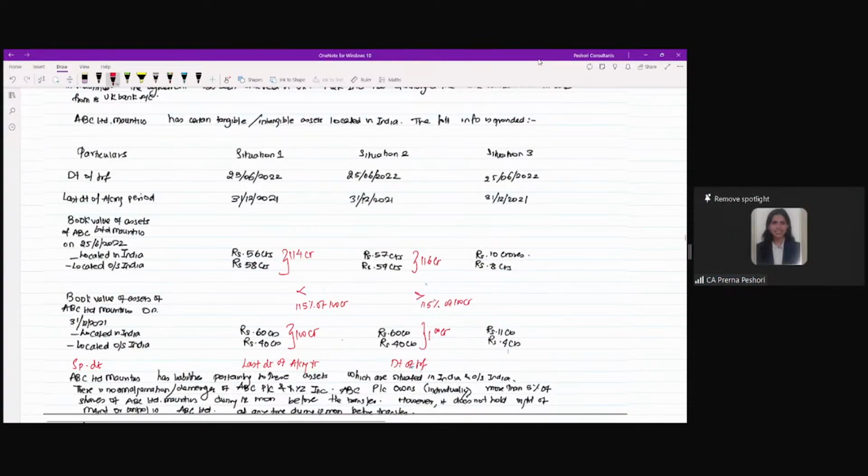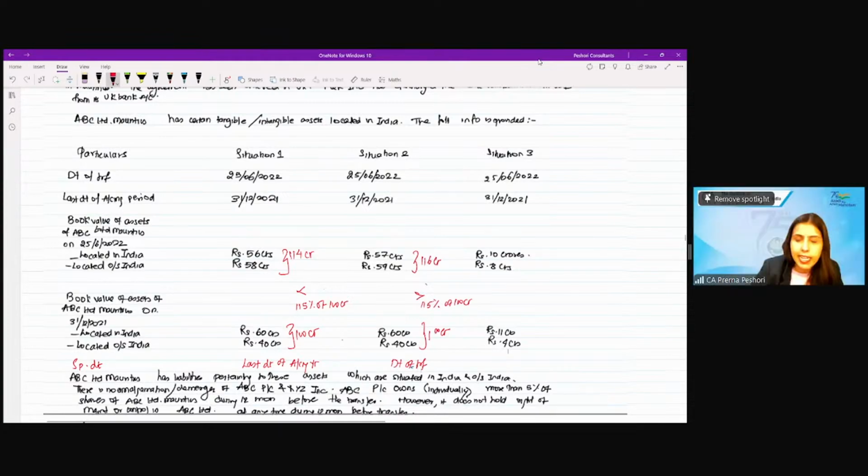Madam, will the date of transfer be considered as the specified date? Okay. So basically here in the third instance, this is 18 crores versus this is how much? 15 crore. Now, is this more than 115% of the 15 crore? Yes, ma'am, it is. So therefore, we will take again the date of transfer.